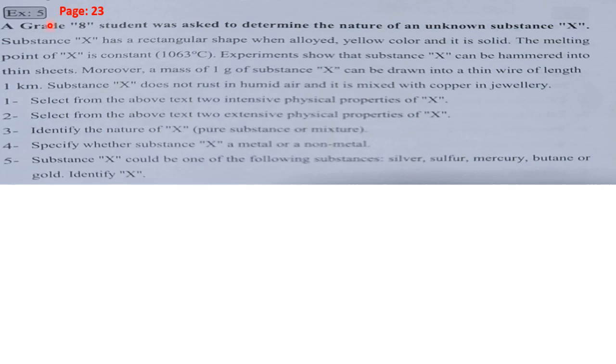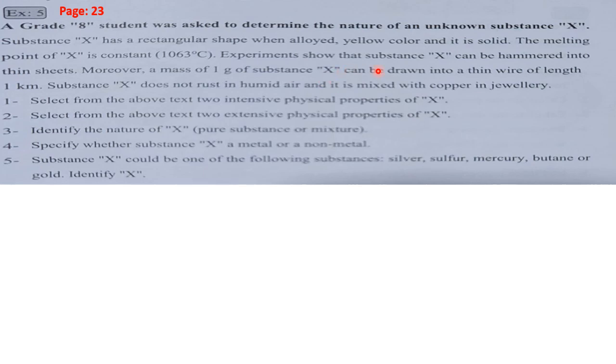Let's move to exercise 5, page 23. A grade 8 student was asked to determine the nature of an unknown substance X. Here we have substance X. Substance X has a rectangular shape when alloyed, yellow color, and it is solid. The melting point of X is constant, and this is its value.